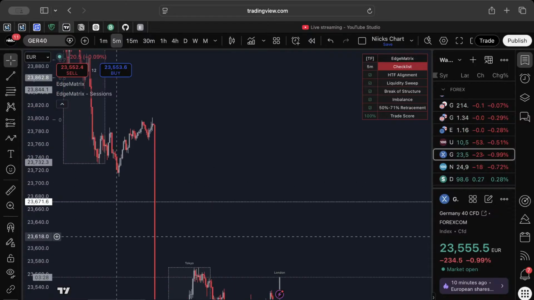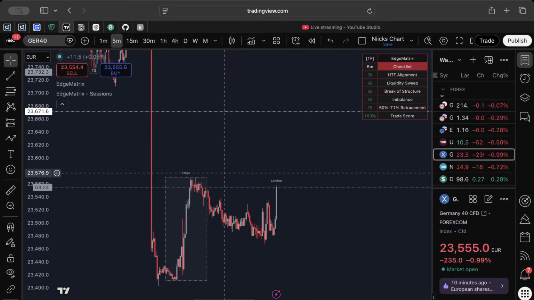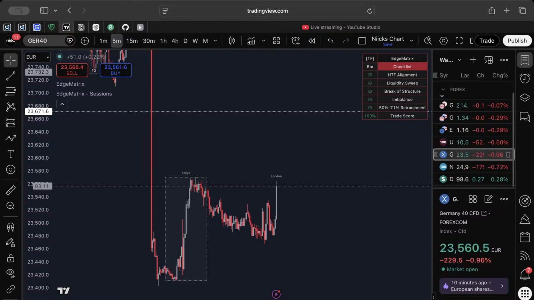DAX is spiking. Again, I had a feeling. I know price is going to come fill that gap, but I feel like it's going to sweep the highs. I just have a feeling it's going to sweep those highs. I don't know why. And just come right back down.